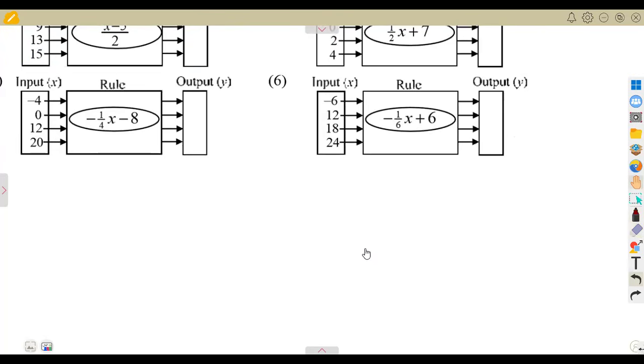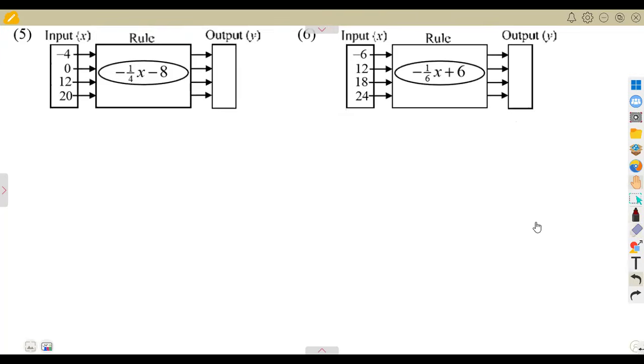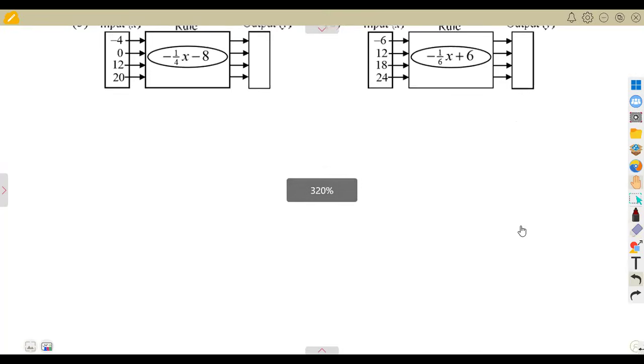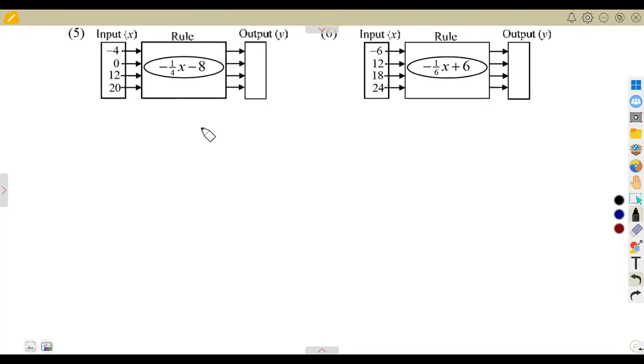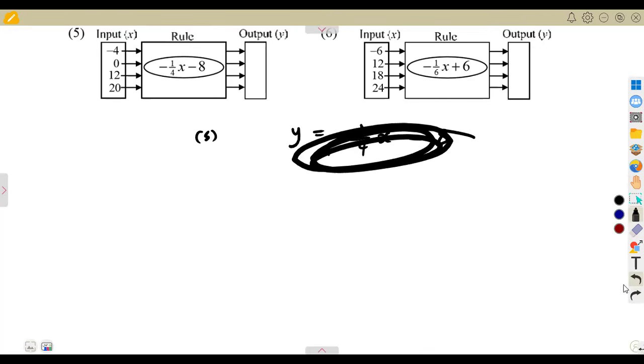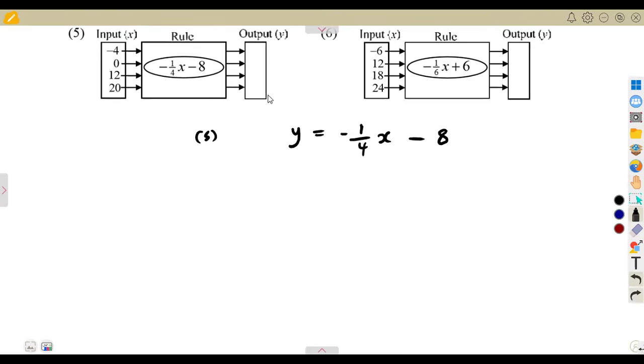Where there's a challenge, let's communicate. I'm just going to talk about question number 5. In question number 5, we are given the input values and the rule, and we need to determine the output values. Like I said, this is simply taken from the y that you're given, which is equal to the rule: minus 1 over 4x minus 8. This rule is equal to the output. So what are the output values?